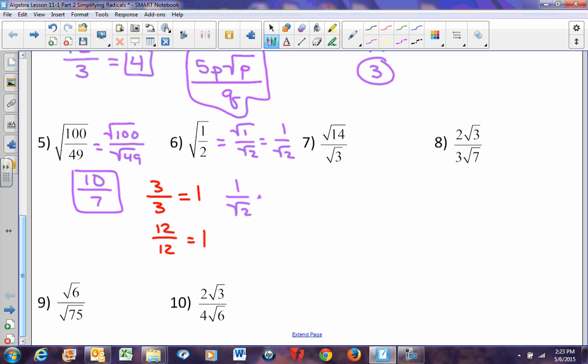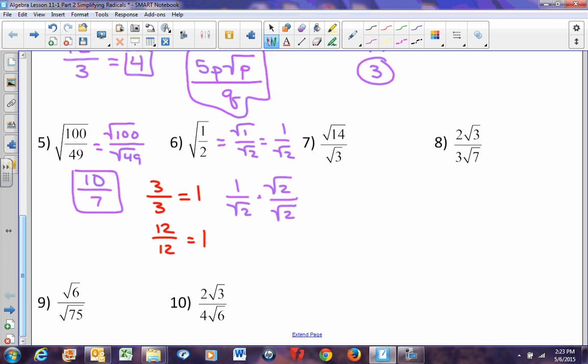To do that, I look at the bottom and it's the square root of 2. If I multiply by the square root of 2 over the square root of 2, that's a fancy way of saying the number 1. So it doesn't change my problem. It's just changing how it looks. Remember, 3/4 is the same as 6/8, which is the same as 75 over 100. So they're all different forms of the same exact number.